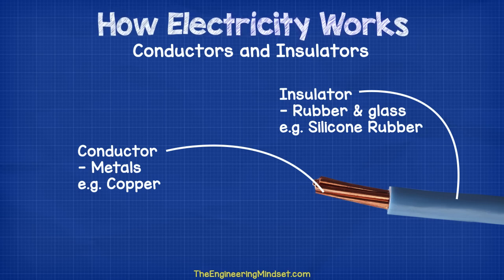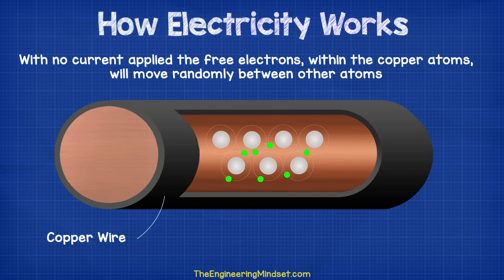Now we can combine these materials to safely use electricity by having the conductor in the center, which allows the electrons to move, but surround this with an insulator to restrict where they can flow to, i.e. not into us, which keeps us safe. If we look inside a slice of copper cable at the free electrons surrounding the nucleus of the copper atom, you'll see that the free electrons are able to move to other atoms, but this happens randomly in any direction.